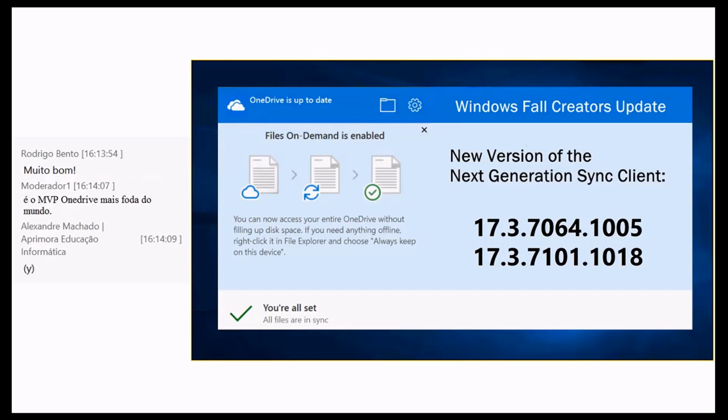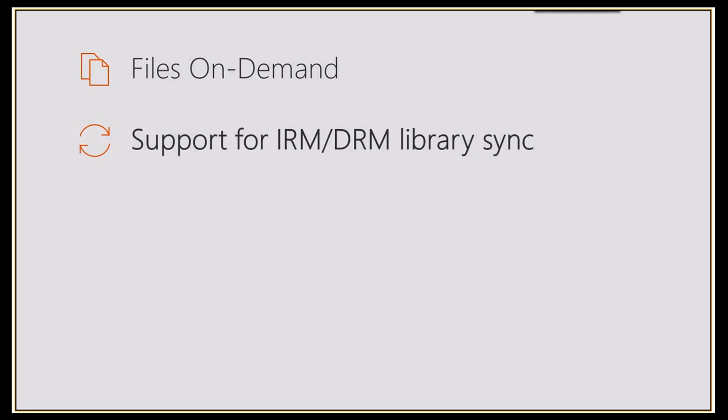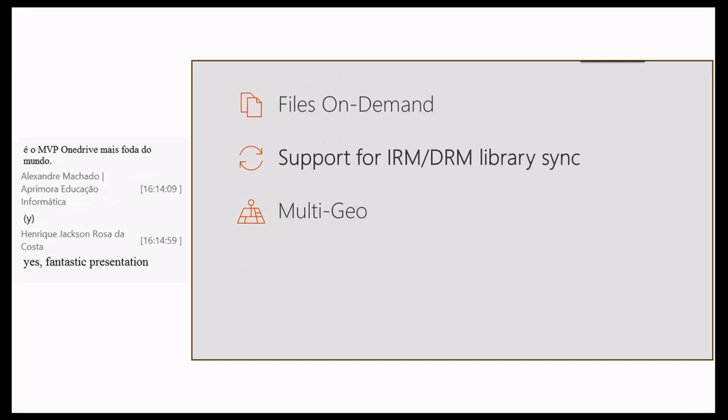I was at Ignite, where I had to speak, and therefore I have some information. With Files On-Demand, we have spoken. By the end of the year, you will have support for IAM protected libraries in the next generation sync client. At this time it's not available, but by the end of the year it will be available all over the globe. Also for multi-geo, but I won't tell it all, that's a very interesting, big one.